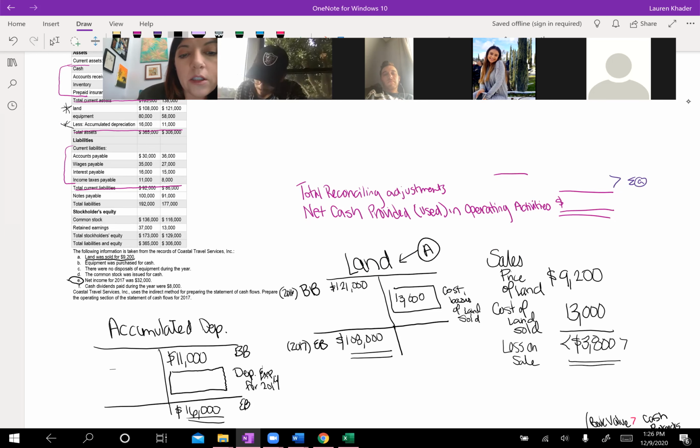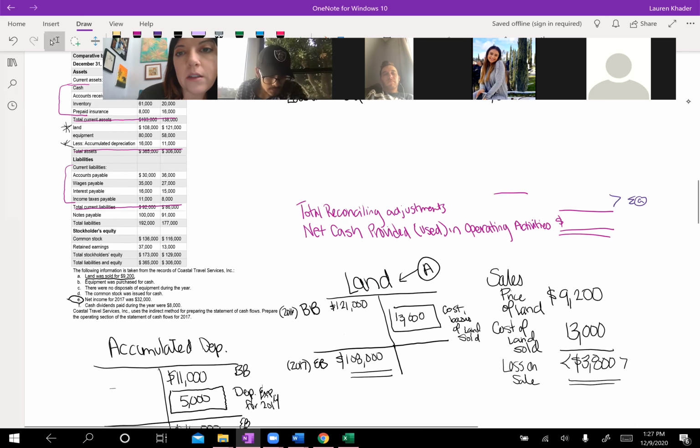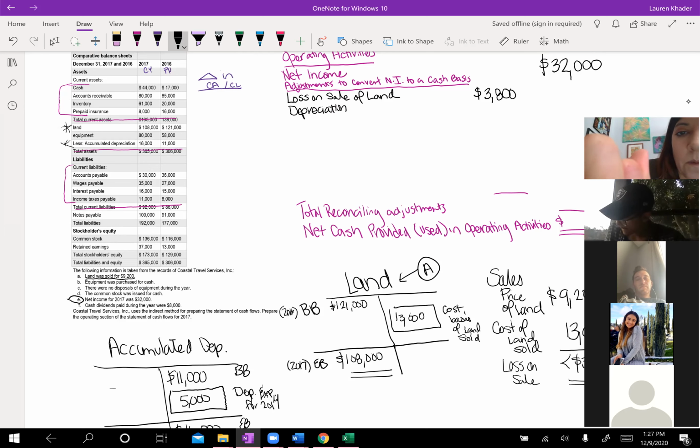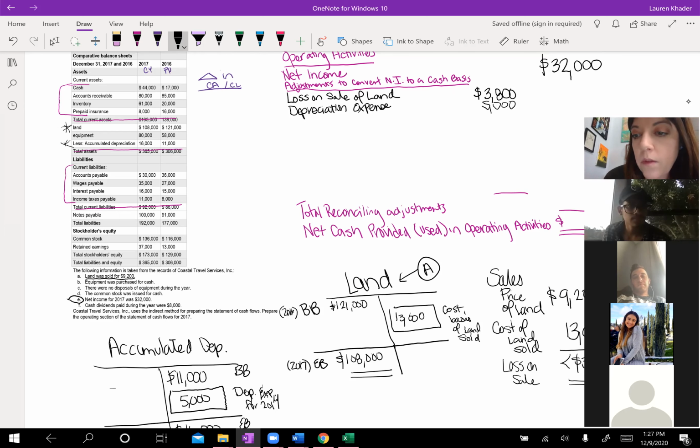So it went from 11,000 to 16,000, an increase of 5,000. So depreciation expense for the year is $5,000. Depreciation's an expense. It would have reduced net income. So on a cash basis, we need to add back for that amount. And there's the 5.